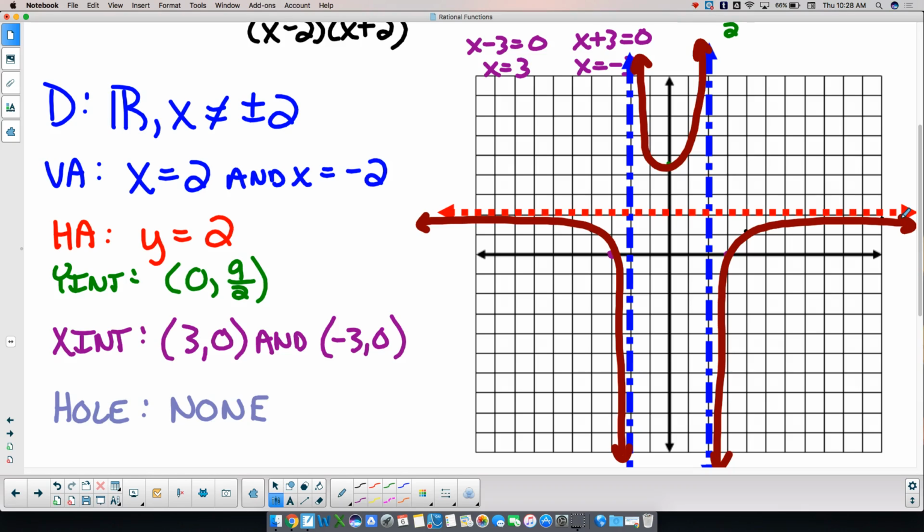That's my end behavior. My asymptotal behavior, as x approaches negative 2 from the left, my function goes to negative infinity. As x approaches negative 2 from the right, my function goes to positive infinity. As x approaches positive 2 from the left, it's going to positive infinity. And as x approaches positive 2 from the right, my function is going to negative infinity. Questions on this example?